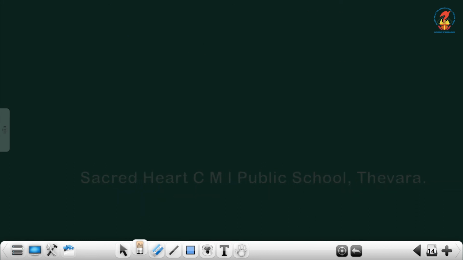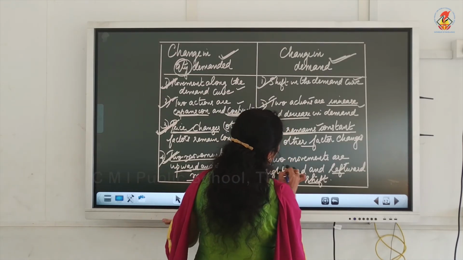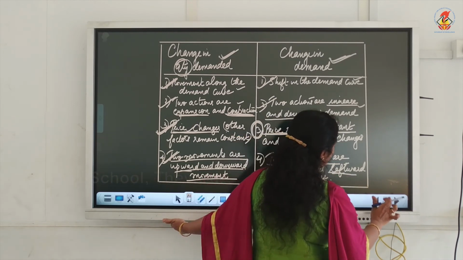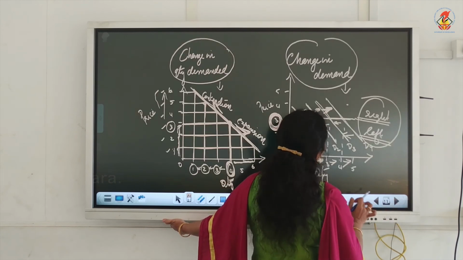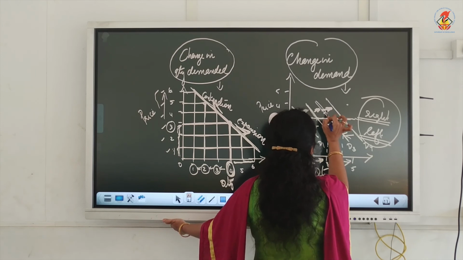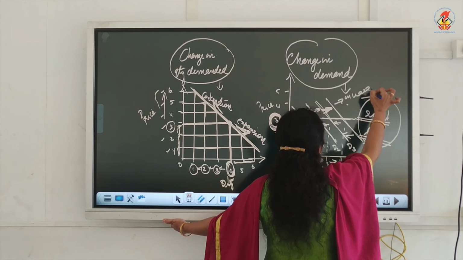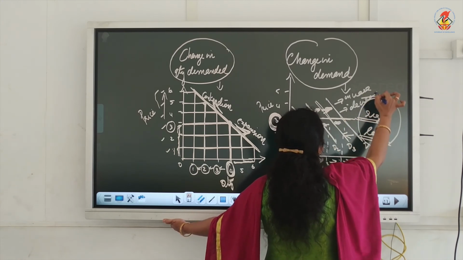Okay, then comes the next one. The two movements are rightward shift and leftward shift. Just now I told you the two movements are leftward shift and rightward shift. This is the leftward shift and this is the rightward shift. If it is a rightward shift, it is known as increase in demand. If it is a leftward shift, it is known as a decrease in the demand.